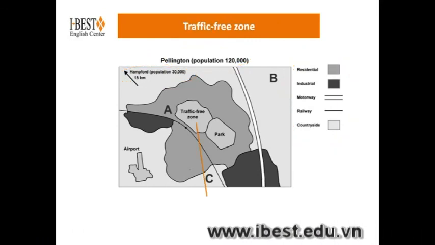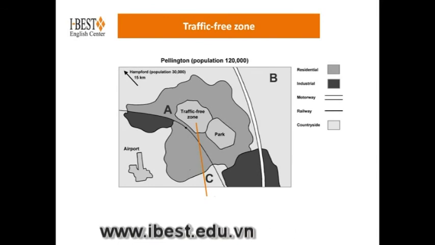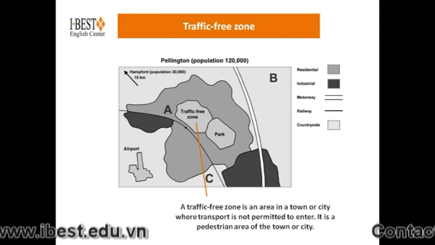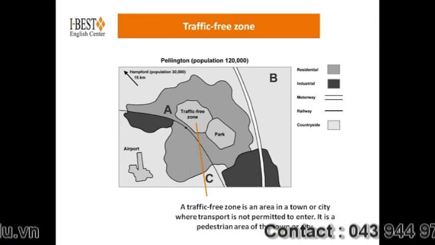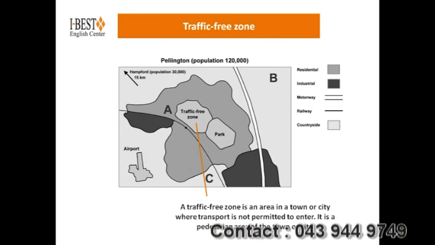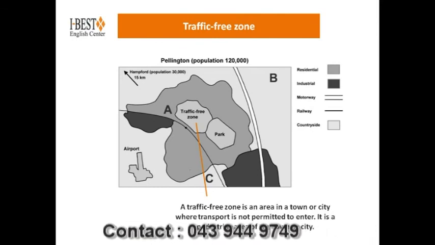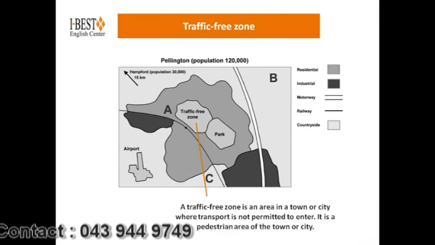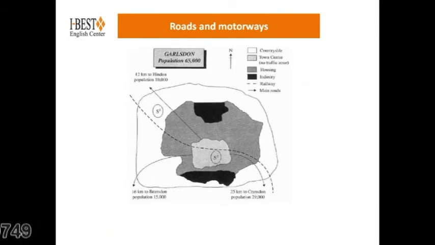Some maps include information about a traffic-free zone. You will have to include this information in your report, but so many students don't really understand what it means, so let me explain. A traffic-free zone is an area in a town or city where transport is not permitted to enter. This means that cars, buses, motorbikes are not able to go into that area. It is a pedestrian area. Pedestrian means people walking. So it's an area for people to walk around, not for traffic.